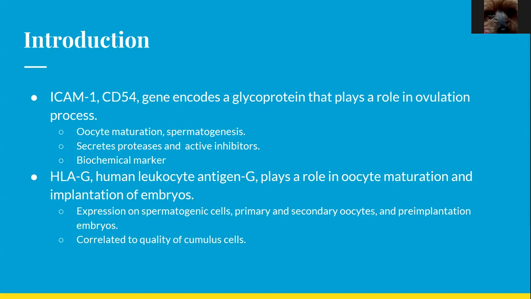And then the HLA-G gene is a human leukocyte antigen gene, and it also plays a role in oocyte maturation and inflammation of embryos, and also the expression of the spermatogenic cells, pre-implantation embryos. Pretty much everything to do with the role of ovulation and making sperm, these genes play a very pivotal role. So that's why they looked at these genes specifically and their expression.